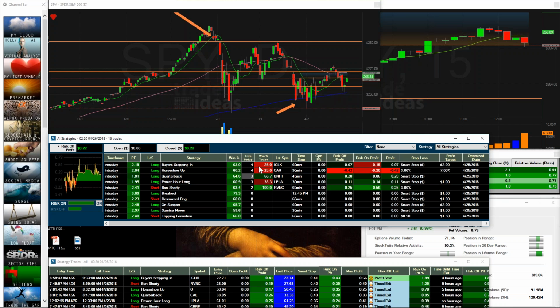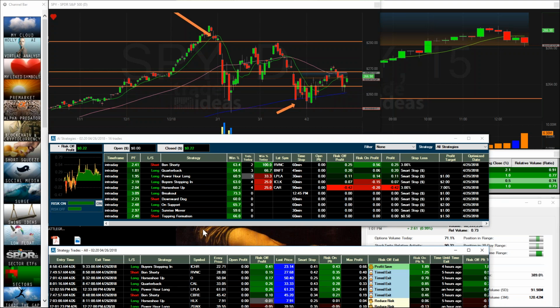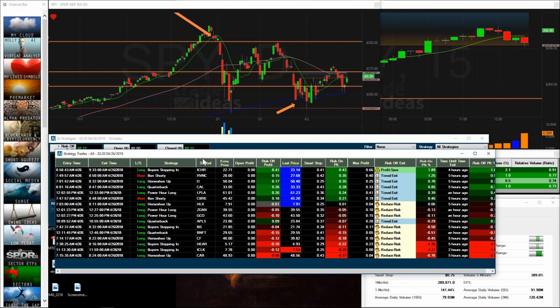And of course, we can sort by count here or use any of these columns to sort by any of these metrics that we want to quickly reference. Now, let's take a look at the trade blotter.